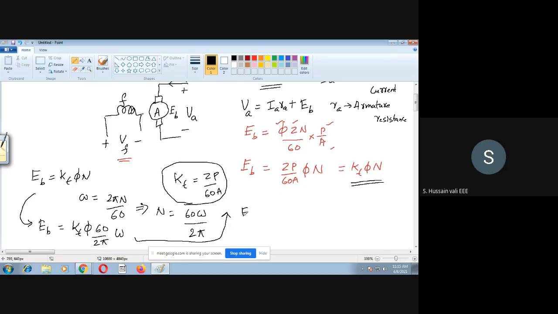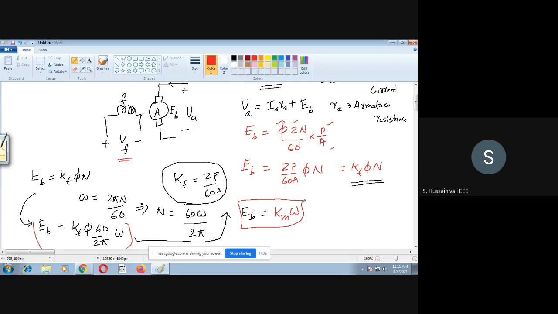That is, EB is equal to, now you see here 60 is constant, 2 pi is constant. If I take phi is also constant, because in case of some motors your phi is constant. Some types of motors phi is constant. In case of a separately excited DC motor, phi is constant. So I want to represent this equation in some other way, that is some Km into omega.